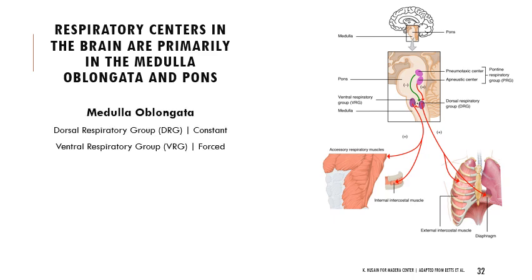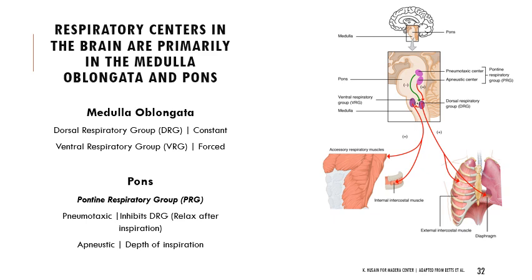So in the medulla, there's the dorsal respiratory group, the DRG, the ventral respiratory group, the VRG, and so these control different types of breath, like forced breathing. And then there's the pontine respiratory group in the pons. The pneumotaxic portion actually inhibits the dorsal respiratory group, so it kind of interacts with some of the control from the medulla oblongata, allowing you to relax further after inspiration or after inhaling. And then there's the apneustic, which affects the depth of inspiration or the depth of that inhalation.